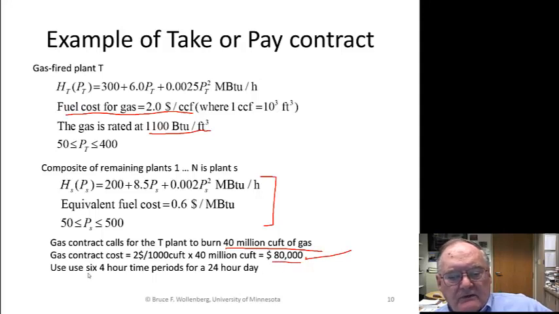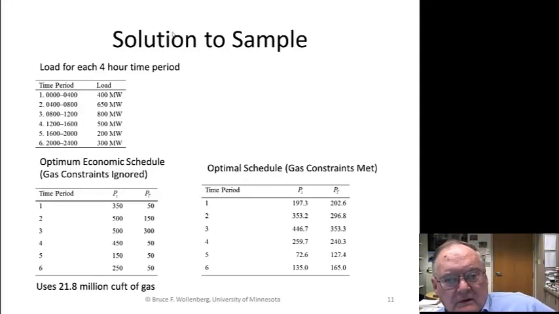And we're going to use 6 four-hour periods. This is what I was talking about earlier. We're not going to use 24 time periods; we're going to use 6 four-hour time periods. So here are the loads, for time periods 1 through 6. The load is 400, 650, 800, then it drops back to 500, then way down to 200 and back up a little to 300. So that's the load. There's a load for each time period over 24 hours.